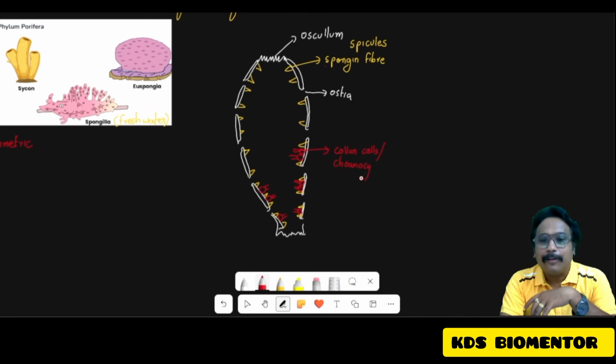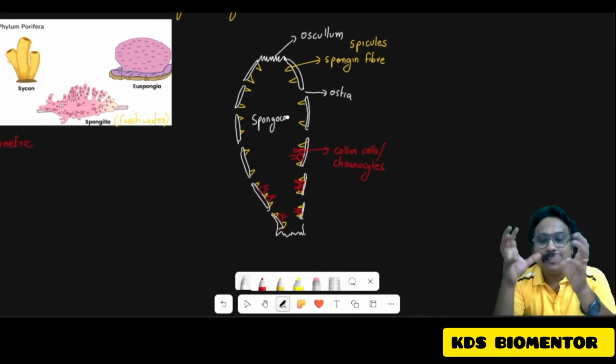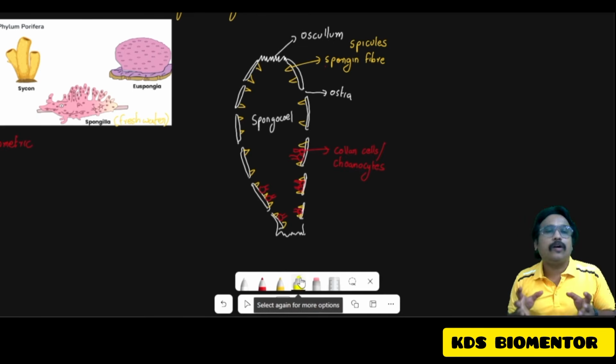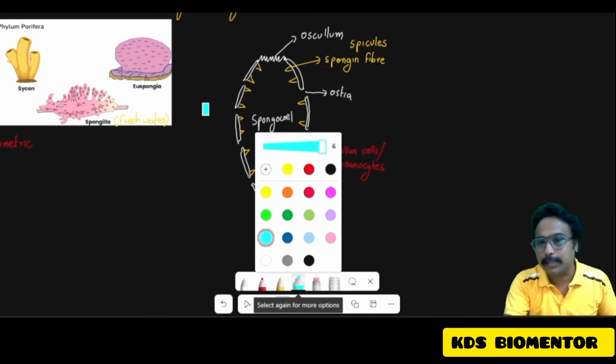Hope you have understood that sponges have small holes all over the body that are called ostia, and on the top there is the osculum, and it will be responsible for the water canal system. The inner lining, the endoskeleton, has spicules or spongin fiber, and this inner cavity is the spongocoel. The lining also contains special cells that are called the collar cells or choanocytes. Hope you got this much.